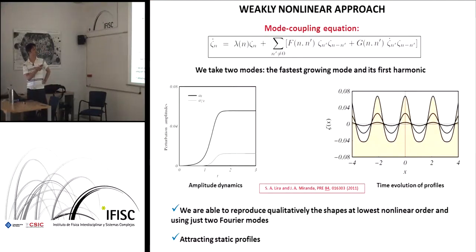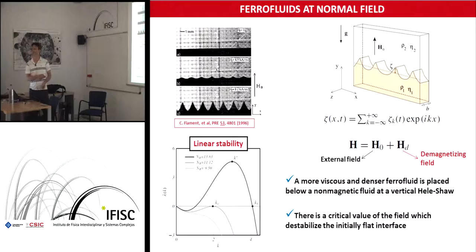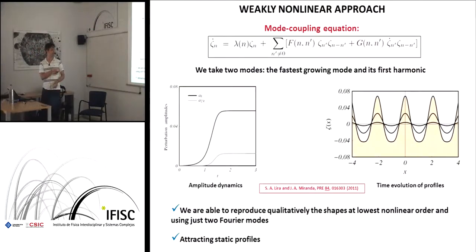So if you do this with only two modes, any initially perturbed interface with these two modes will grow and the modes will saturate. This is the fastest growing mode, this is the first harmonic, and they saturate here, right? And this corresponds to this static profile, which is qualitatively in agreement with the experiments. The tips are sharp and the bottom is broad. Okay? Quantitatively we cannot achieve this; we should insert more modes in order to get a sharp interface like this one. But with only two modes we can get the correct prediction dynamically. So this is a stable stationary solution for the problem. It would correspond to a stable fixed point.